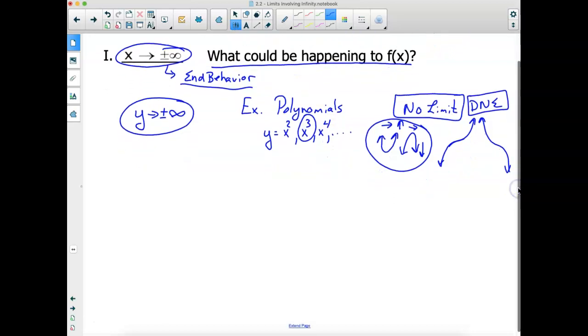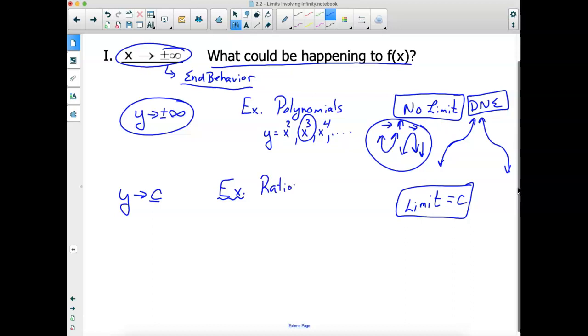Well, what else could be happening as x gets really, really big? Well, y could be approaching some specific value c. And in that case, the limit would actually equal that c, and the limit would exist. It's that actual value y is approaching. Well, what does that mean? An example of this, we've done quite a few, we'll do a lot more today, would be rational functions.